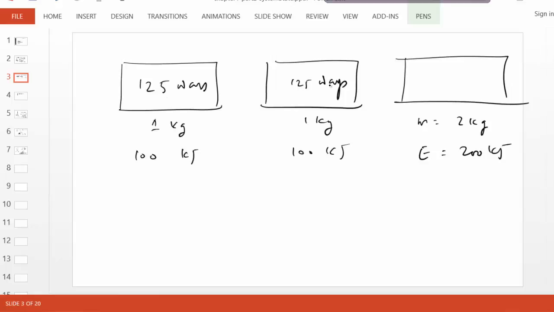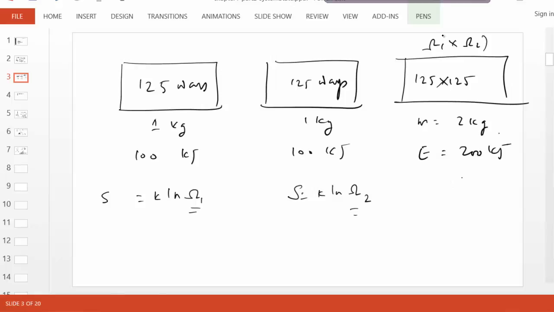But in how many ways can the energy be distributed? Of course, we know from permutation theory, it will be 125 times 125. So look at the genius of Boltzmann in defining entropy as k ln omega. If the first system has omega 1 ways and the second omega 2 ways, the combined system will have omega 1 times omega 2 ways.